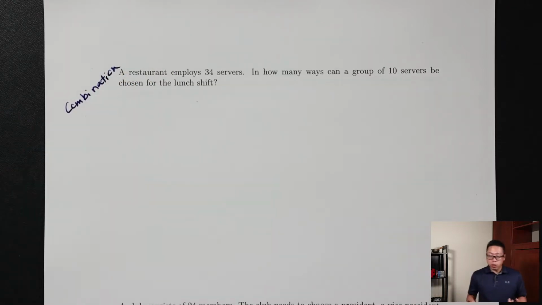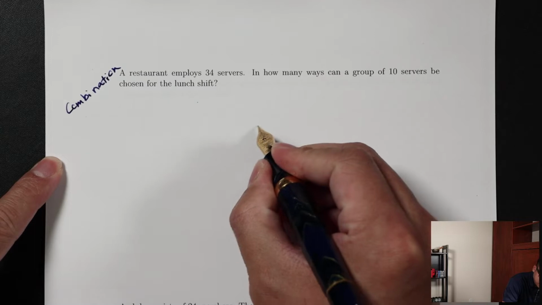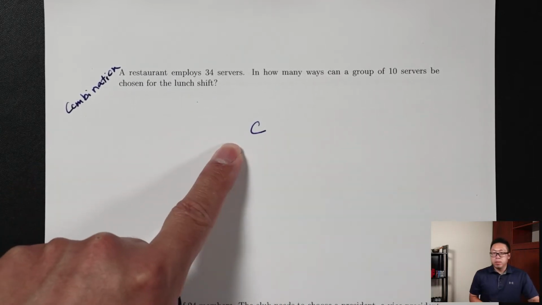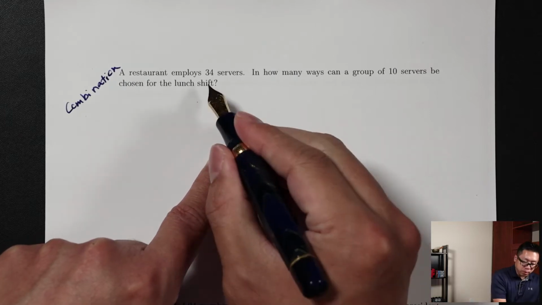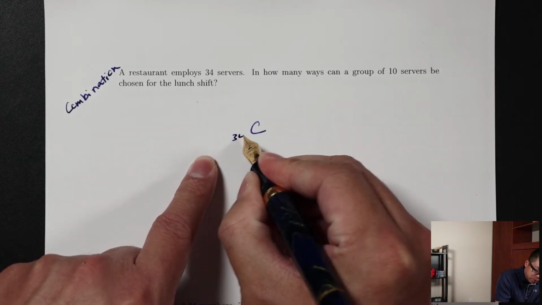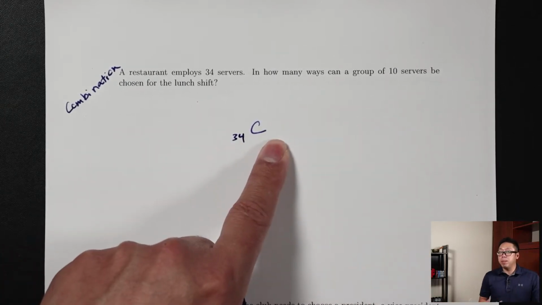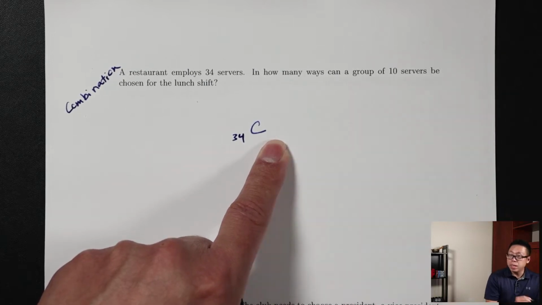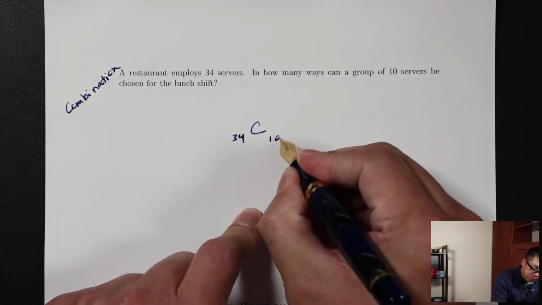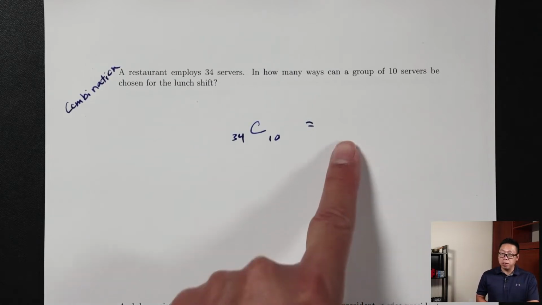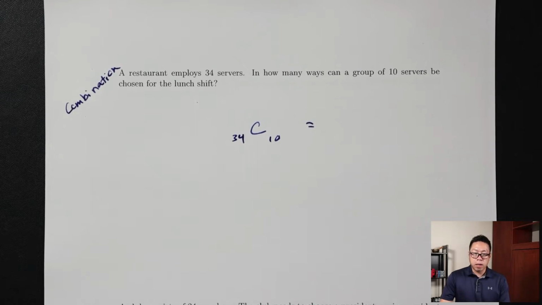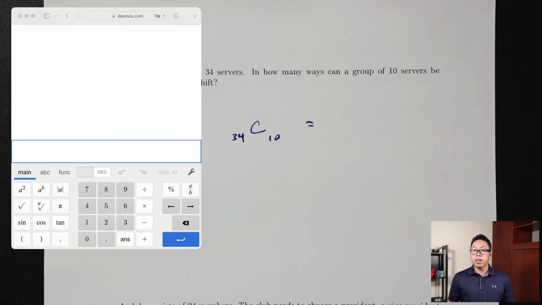Okay, for combination questions, your final answer will be something, choose something. So the first number is going to be the total number of people you're choosing from, 34. And then the second number is going to be how many people you're choosing. We're choosing 10 people. And then for combination questions, you are going to go to the calculator and use your calculator to get the final answer. So the calculator I'm using is the Decimal Scientific Calculator.